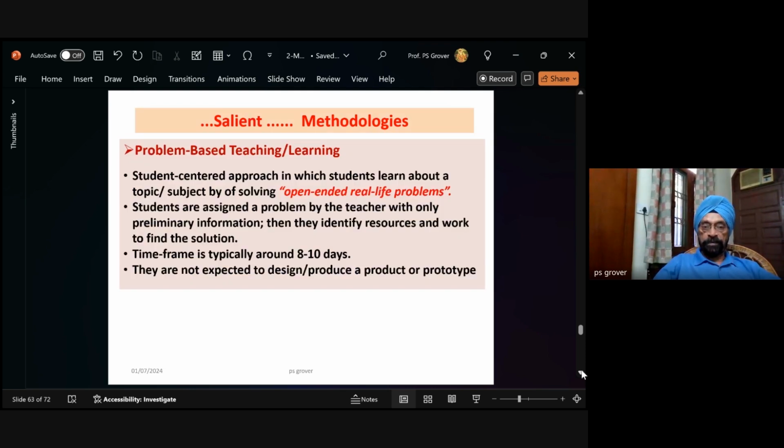Another salient method is problem-based teaching and learning. We have started, in fact, using problem-based learning. Problem-based learning is a student-centered approach in which students learn about a subject by solving open-ended real-life problems. This may be 2 weeks, 3 weeks, but it is not a project, which is normally 2 or 3 months. Students are assigned a problem by the teacher with only preliminary information, and they identify resources and work to find a solution. The time frame is typically 8 to 10 days. They are not expected to design and produce a product in that time.